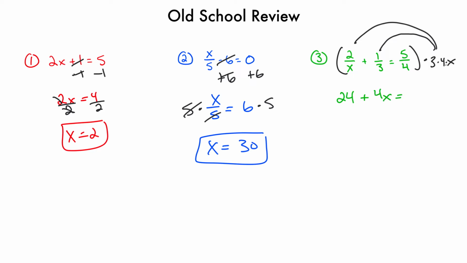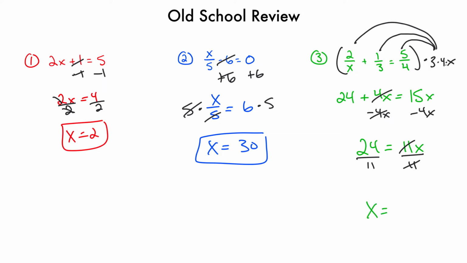Equals, lastly, we distribute the 3 times 4 times x to the third and final term. The 4 on the bottom would eliminate with the 4, leaving you with just the 3, the x, and the 5. So that'll give you 15x. And then we solve. Now it's like the first two problems. We're going to subtract the 4x from both sides. That'll give me 24 is equal to 11x. Now it's not going to be pretty, but I'm going to divide both sides by 11. And I'll get my answer of x equals 24 over 11.